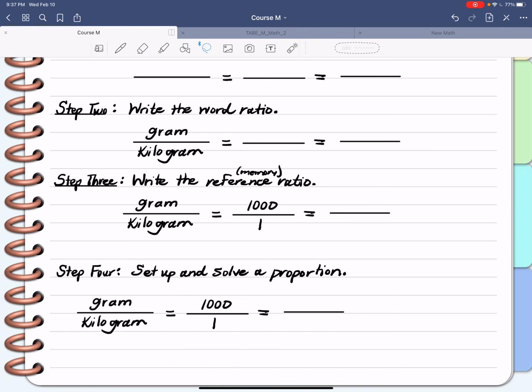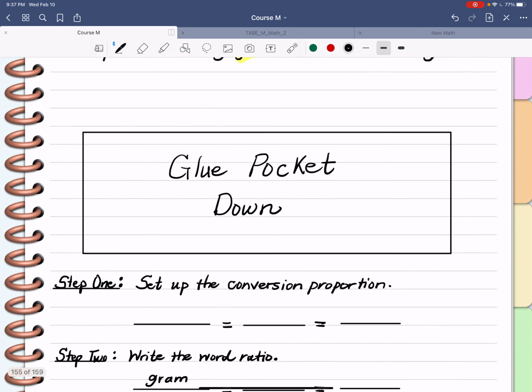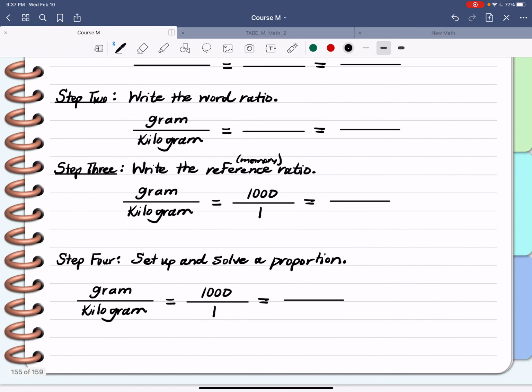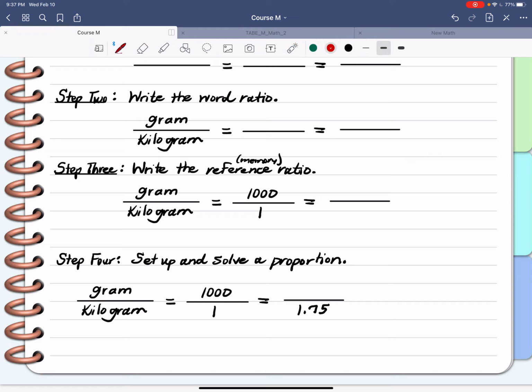So now we need to go back to our example. And you see this 1.75? That's that number I'm looking for. And that goes with kilograms. So 1.75 kilograms. Come down here, you want to put 1.75 in the kilogram row. Make sure that you're on the right row there. And then you're back to solving your proportion.